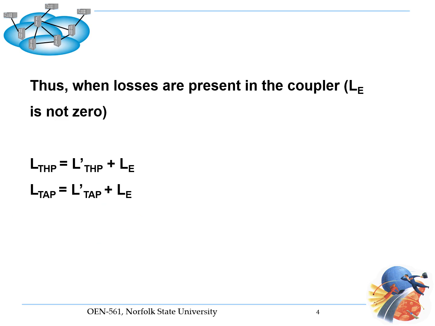When the losses are present in the coupler, that is, when the excess losses are not zero, the actual throughput loss is an ideal throughput loss plus excess loss, and the real tap loss is the ideal tap loss plus excess loss, which is actually very convenient and simple to use.